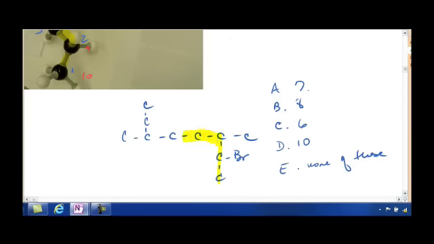And then, do I go all the way to the end because it's nice and straight and my kindergarten teacher told me to go straight? No, I don't. I want the longest continuous chain. The word straight is nowhere in the definition.